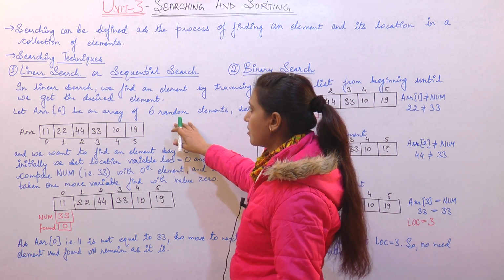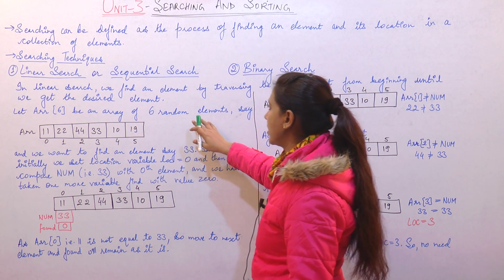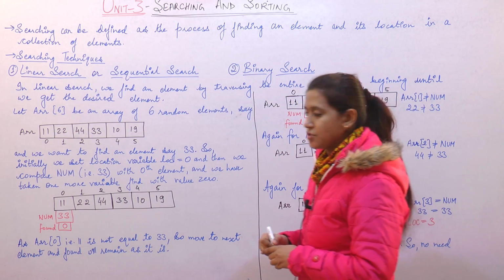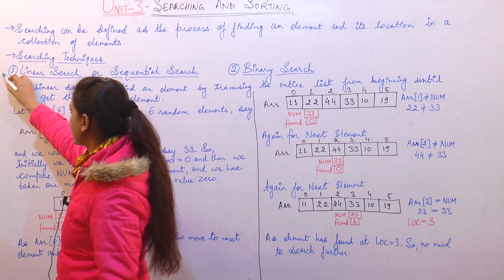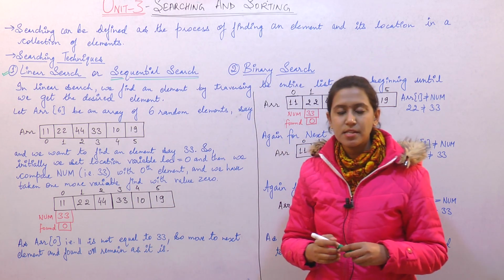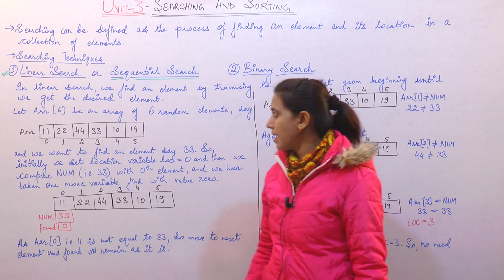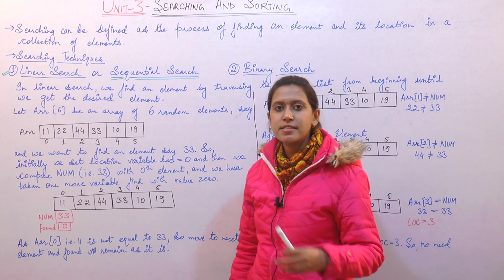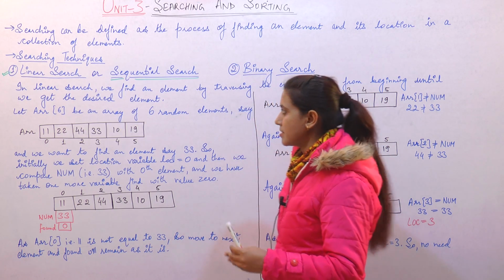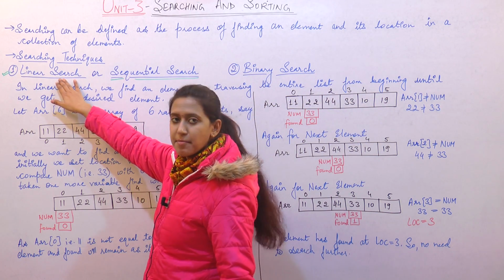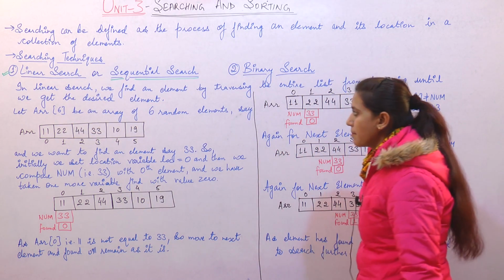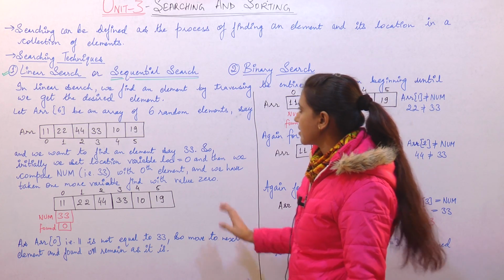Now we are discussing the searching techniques. We will study two different searching techniques: first linear search and second binary search. So let's start with linear search. Linear search is also known as sequential search, meaning we search for an element in the array in a sequential, linear form. In the exam it can be asked through either name, so always remember that linear search is also known as sequential search.